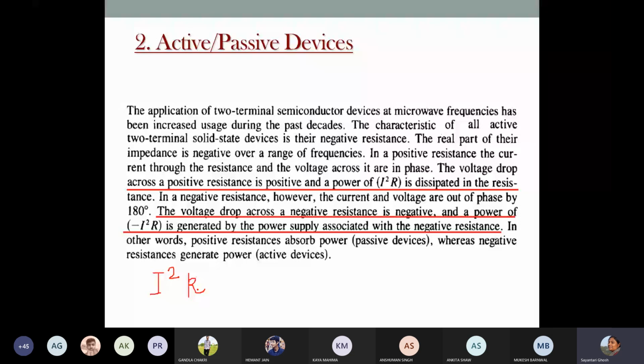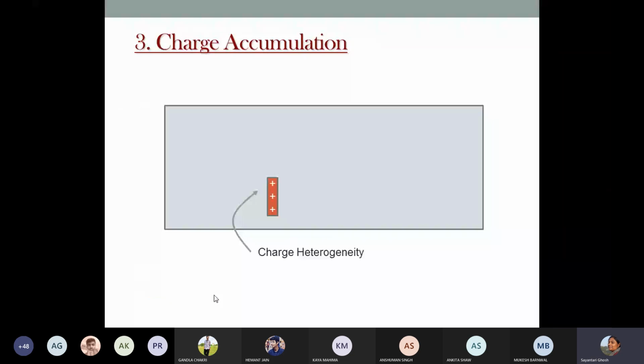If R is positive, then this amount of power is dissipated at the device. But if R is negative, the negative sign comes in front, and that simply means that instead of losing or dropping this I squared R amount of power at the device, it has the ability to generate some power instead. We call these active devices, which are different from passive devices where some power gets dropped. That is another strikingly important feature of negative resistance devices. Finally, I talked about charge accumulation, and I did a little bit of mathematics there. I want you to follow that in the video.